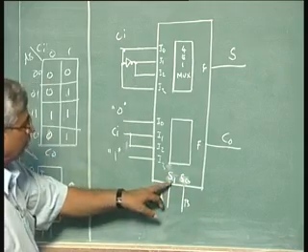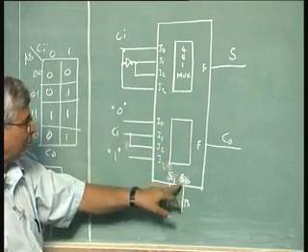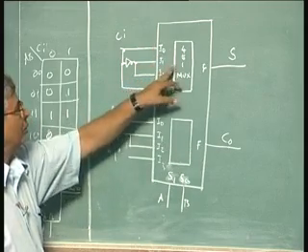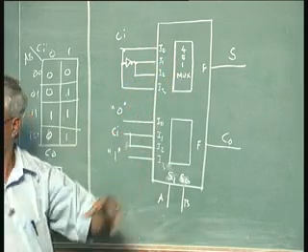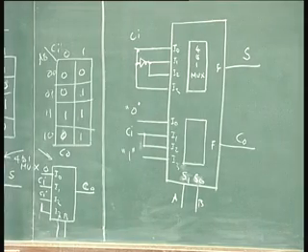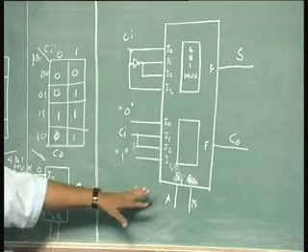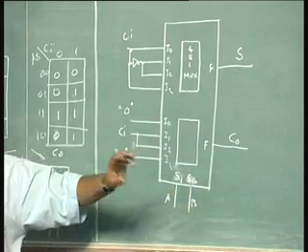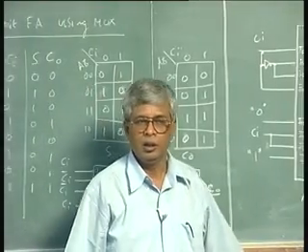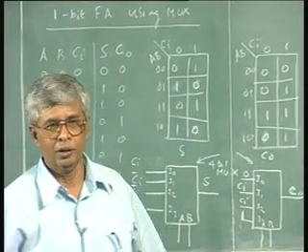Internally this would be taken here, this will be taken here, this will go here, this will go here. Internal connections I cannot draw, but they are there. So, in a single dual 4 to 1 mux piece, I am getting a full adder. So, a single chip solution of a full adder.